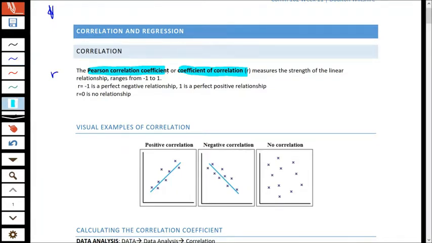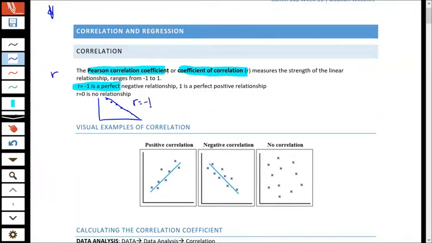So -1 is a perfect negative relationship. A negative relationship means it's downward sloping, and if it's absolutely perfect, that would mean, I can't even draw it that perfect, that every one of our dots was exactly on the line. So that would be like an R of -1. Not everything has to be that perfect though.